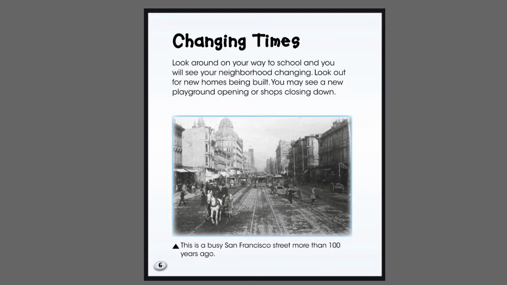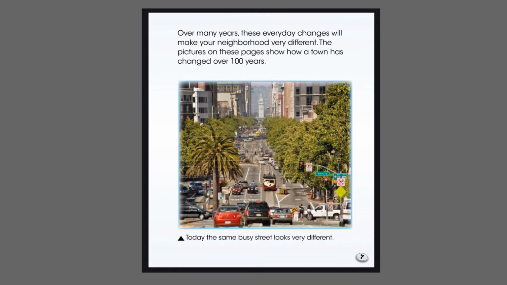Changing times. Look around on your way to school and you will see your neighborhood changing. Look out for new homes being built. You may see a new playground opening or shops closing down. This is a busy San Francisco street more than 100 years ago. Over many years, these everyday changes will make your neighborhood very different. The pictures on these pages show how a town has changed over 100 years. Today, the same busy street looks very different.